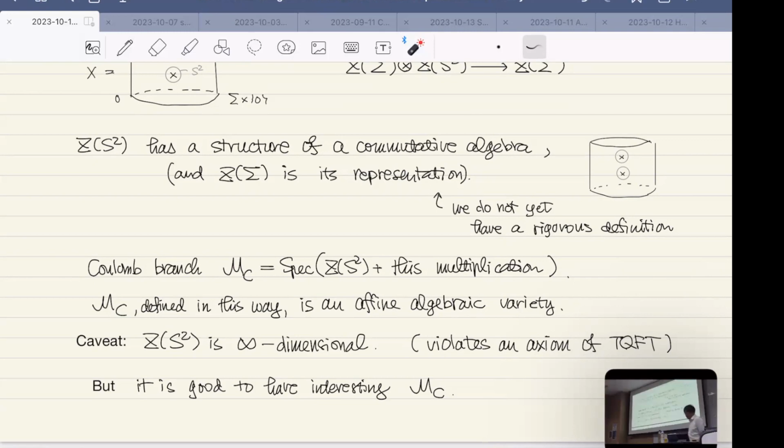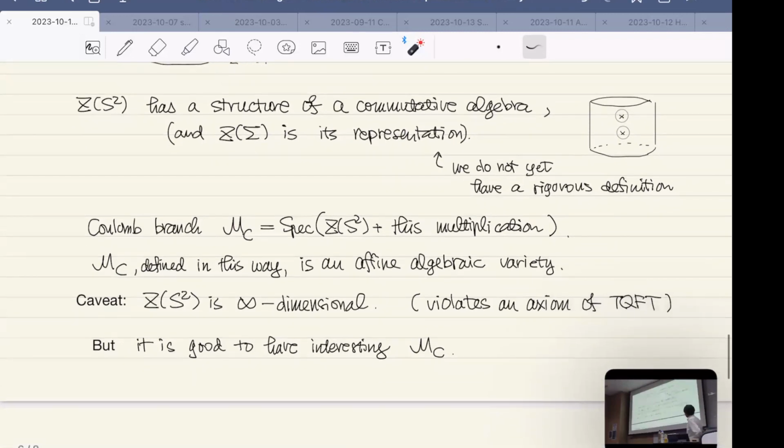But in some sense, this is actually the interesting point. Otherwise, we don't get the interesting variety. And this somehow compensates each other. We get the interesting object, the Coulomb branch, because we drop one of the axioms.